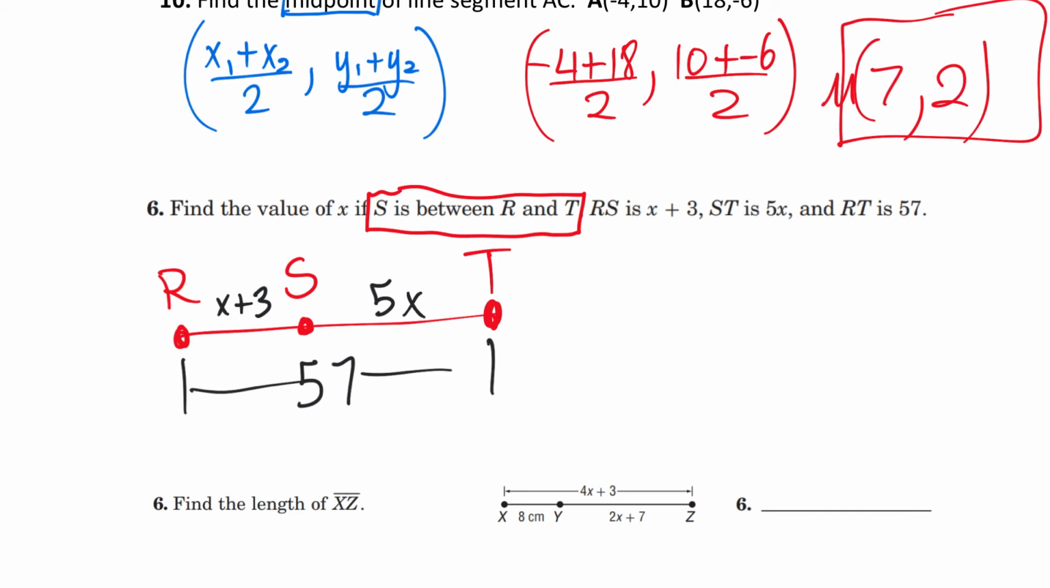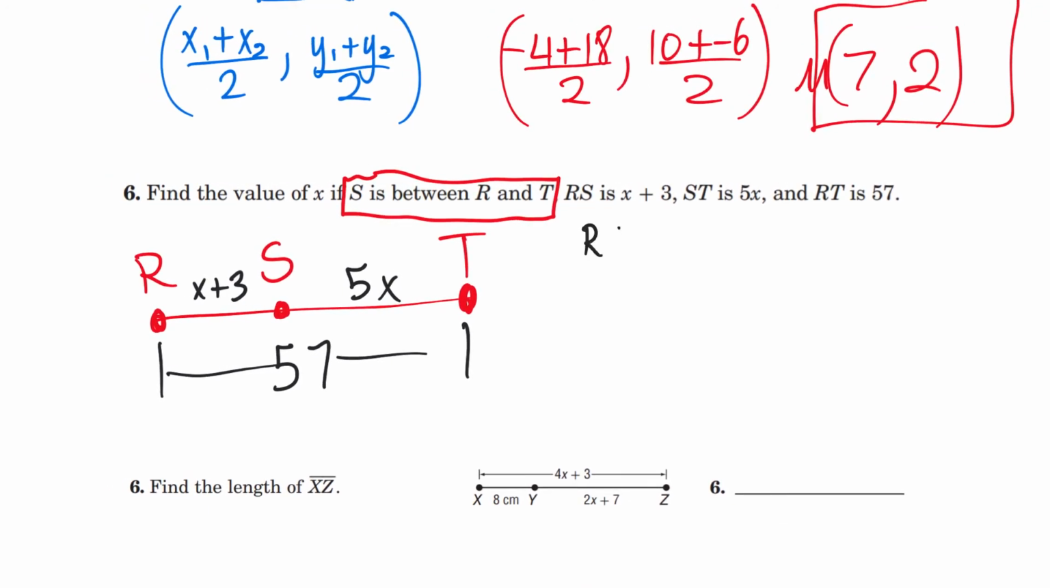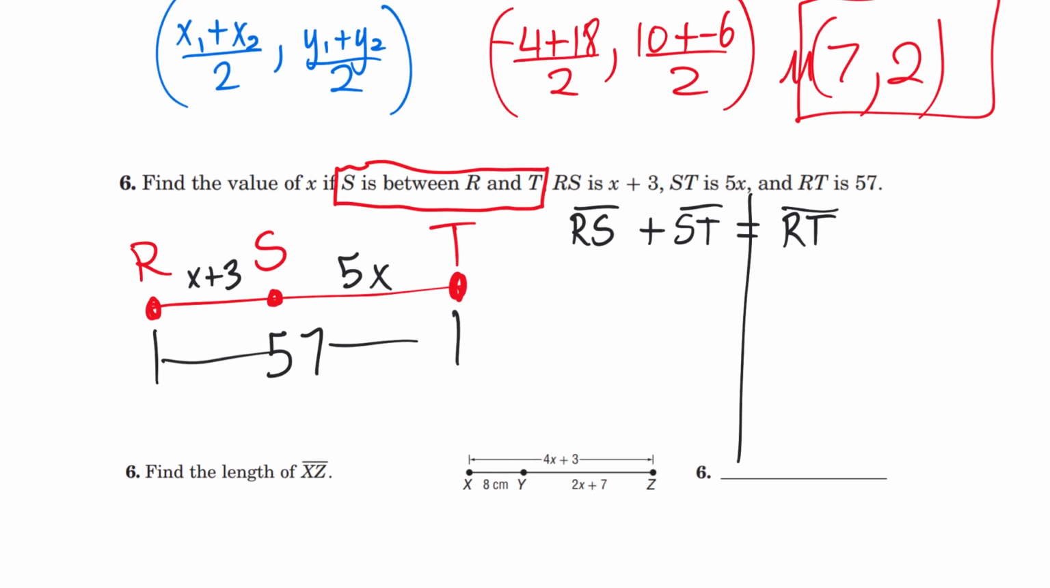Okay. So this is the way I teach it whenever I do this: we write out the letters. So it's going to be RS plus ST equals what? RT equals the whole thing. See, RS is from here to here. ST is from here to here. So when you do RS plus ST, that equals the whole thing, RT. Now I'm just going to plug in for each one of those what I already know. So how long is RS?